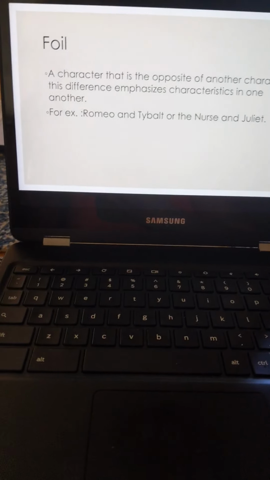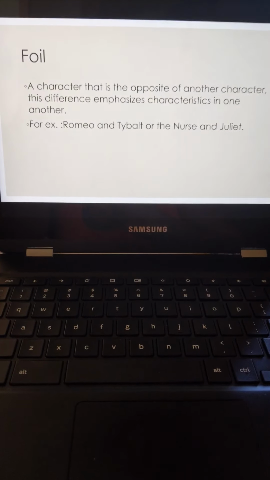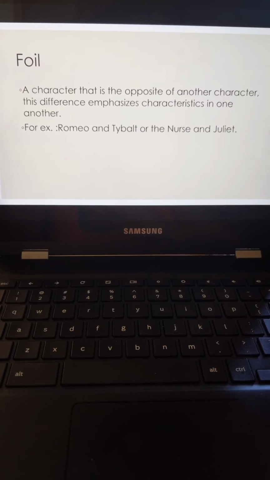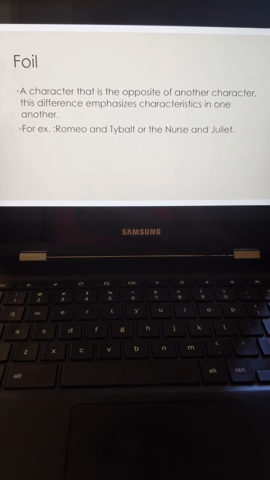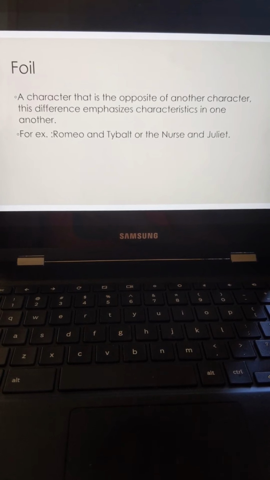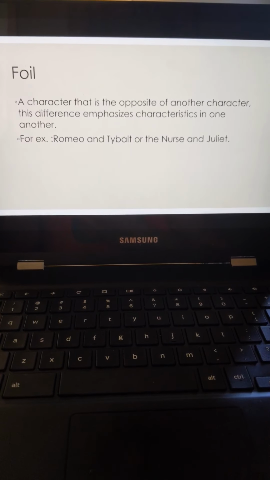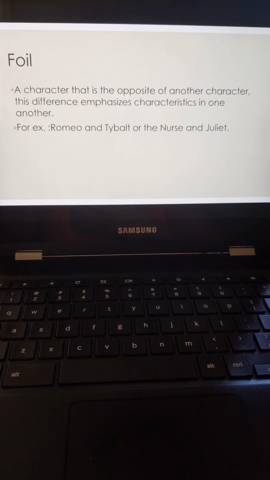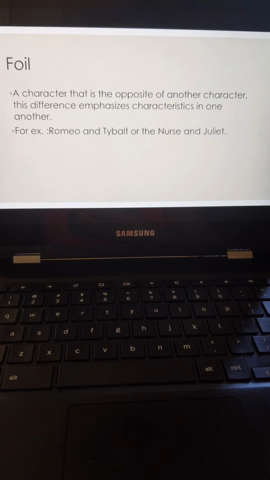The next one is a foil. A foil is a character that is the opposite of another character. This difference emphasizes characteristics in one another. So I gave you some examples from a play that you haven't read, which is fine. So I'll give you a real life example.